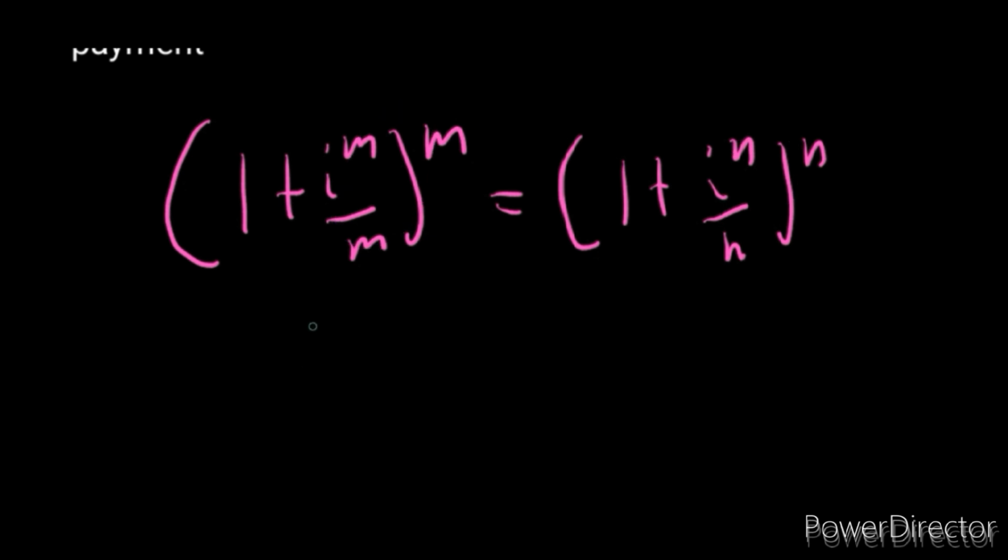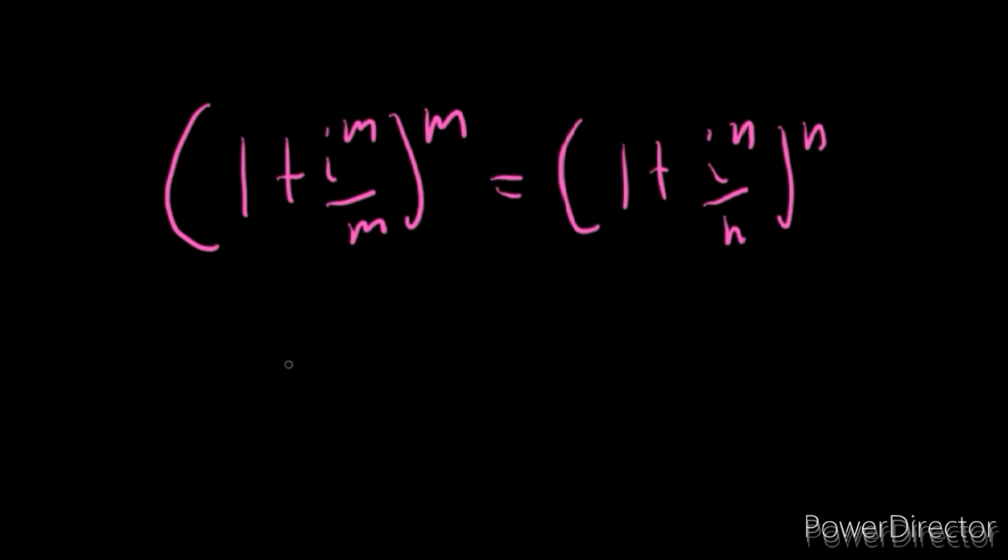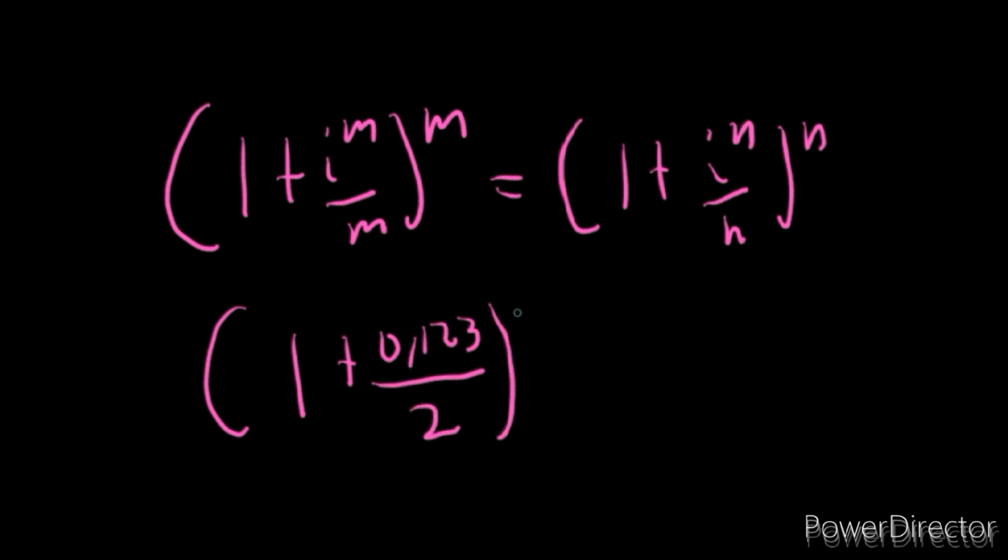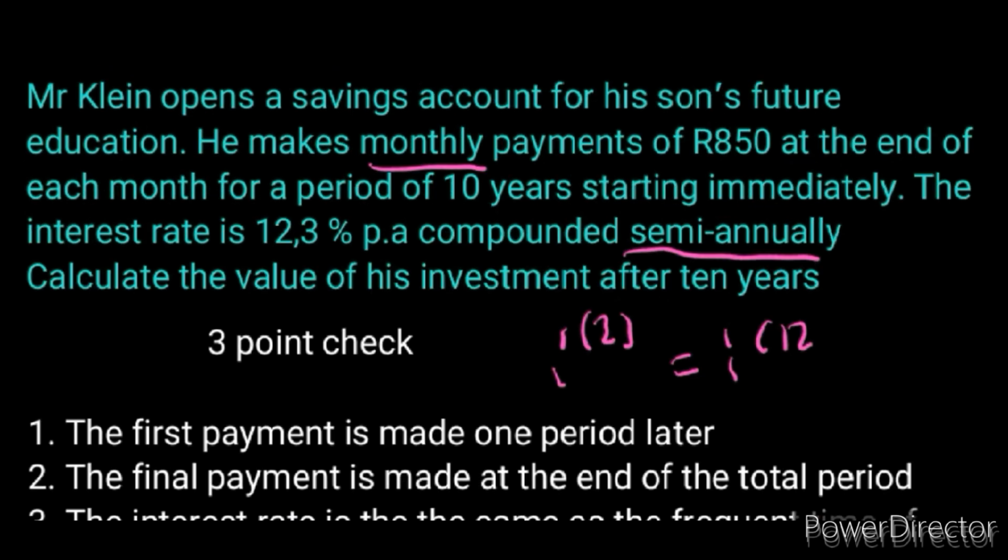So far, we're trying to convert it from semi-annually to monthly. So the interest rate is 12.3%. So you're going to say 1 plus 0.123, right? Because it's 12.3%, so 0.123. Then this is going to be divided by 2 because it's semi-annually. And then we're going to say times 2. So notice something. The number of years are 10.